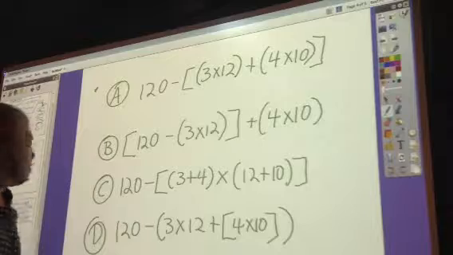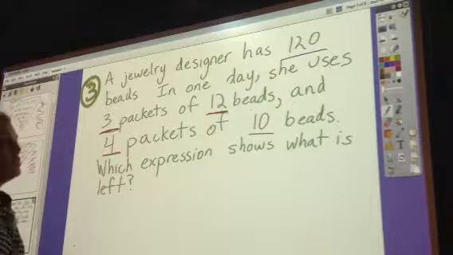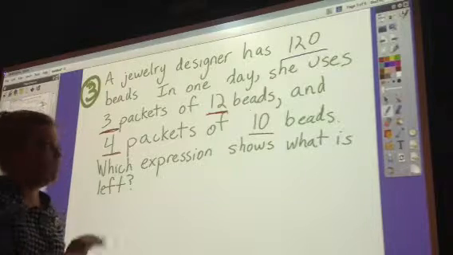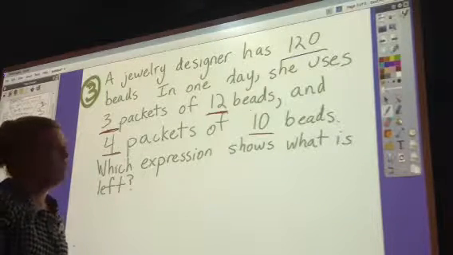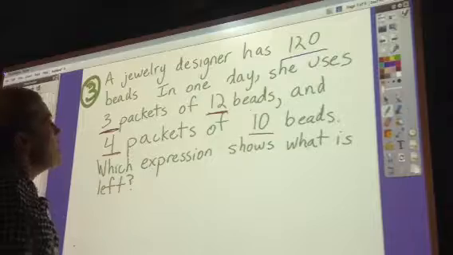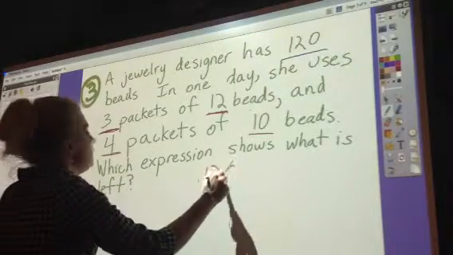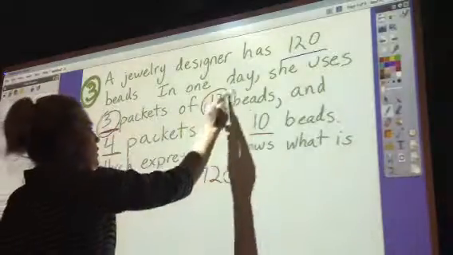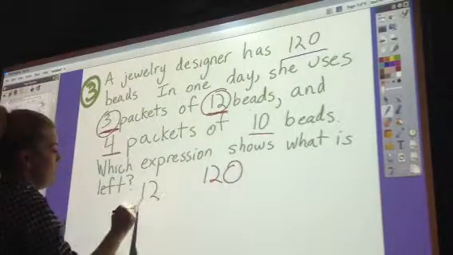Wow. My best advice that I like to tell students is just solve the problem. You know how to solve the problem just as it is. We have 120 beads, okay? She uses 3 packets of 12, so let's find out how much that would be.